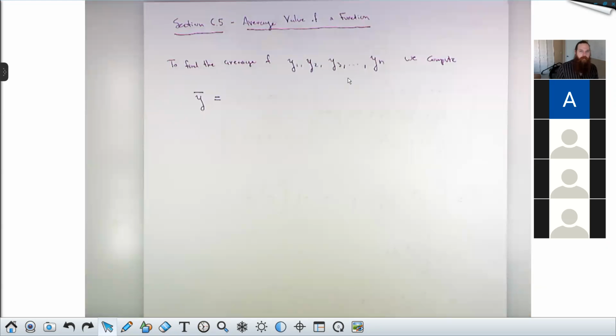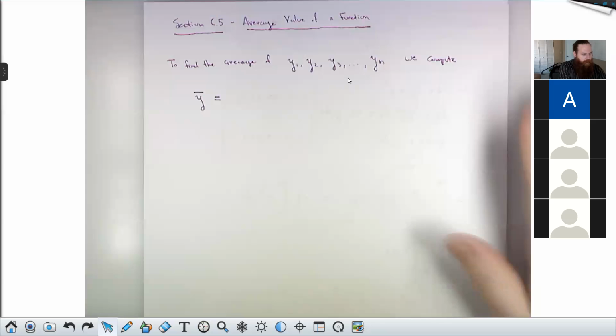So to compute the average of a bunch of things like this, usually the way you would do it is just by adding up all the things.